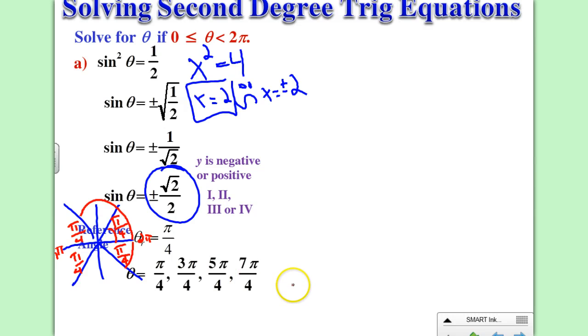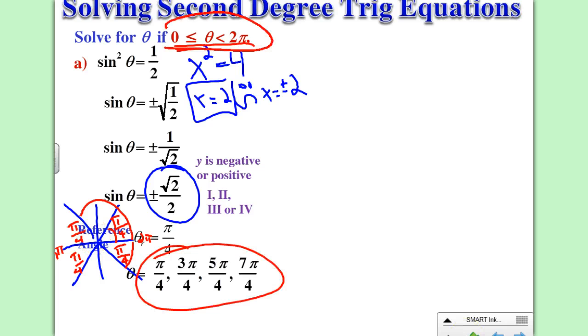Some of you might change it to degrees, but you must express your answer in exact values, and it must be in radians because the restriction was in radians, okay? You can't put them all in degrees. That's not what was asked for, okay?